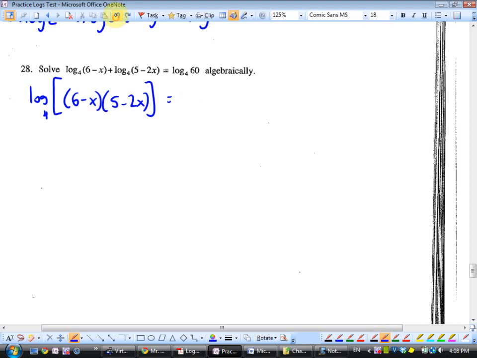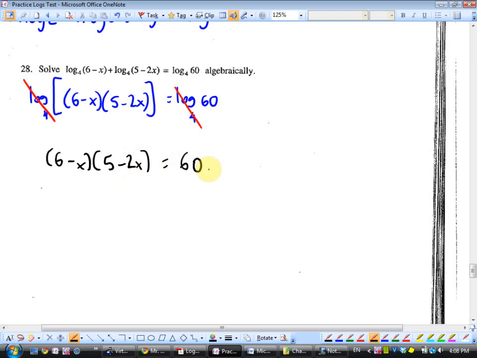But this time, I had a log sitting there. I should really be careful because we're not canceling the logs. What we're really saying is, if you have the log of one thing equals the log of another thing, the one thing equals the other thing. What we're really saying is this, Jordan. What's inside the first log has to equal what's inside the second log. Now what?